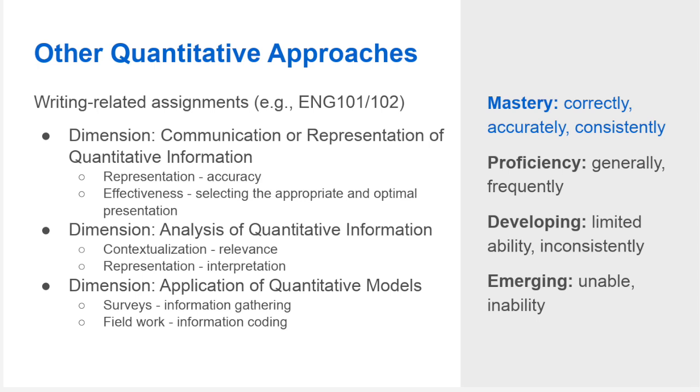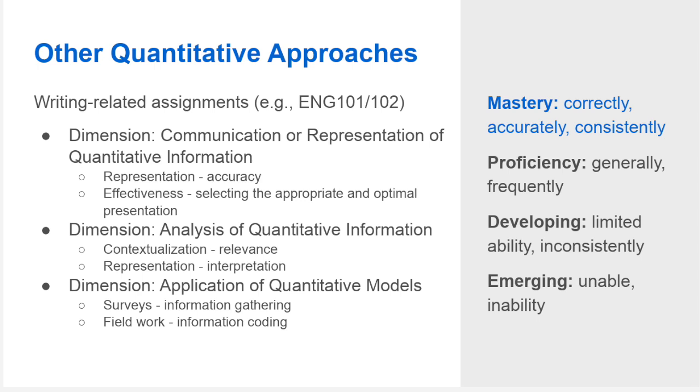So each of these criterion and dimensions generally have the same sort of profile, developing versus proficiency or mastery. Now, how they're represented in actual terms, for example, communication or representation of quantitative information, that mastery level off to the right is correctly expresses quantitative data symbolically, graphically, or in written oral form.